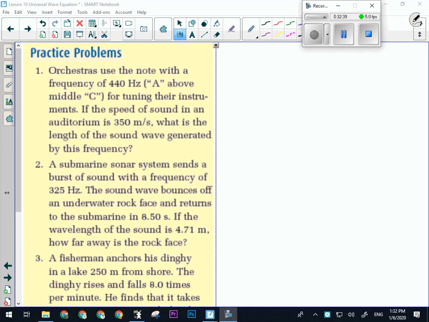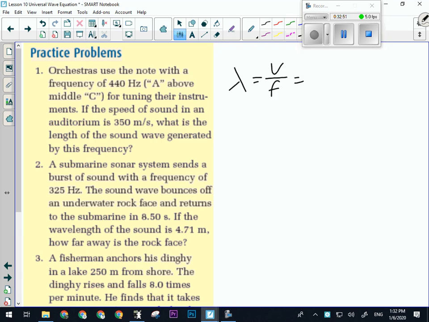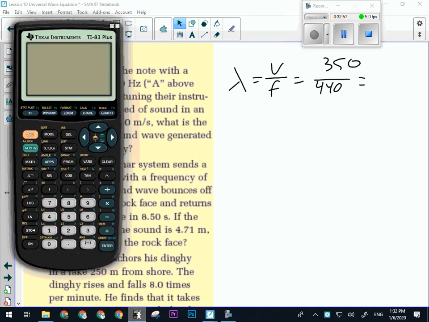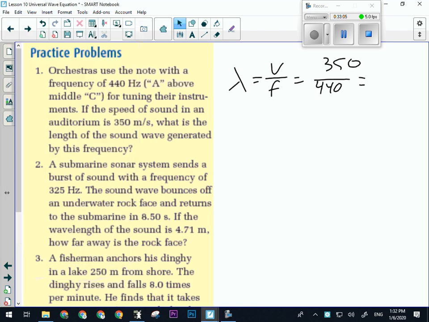For number 1, we're given the frequency, 440 hertz, and we're told the speed of sound in the auditorium is 350 meters per second. We're looking for lambda, so lambda will be V over F. That's 350 divided by 440, which gives us a wavelength of 0.795 meters.